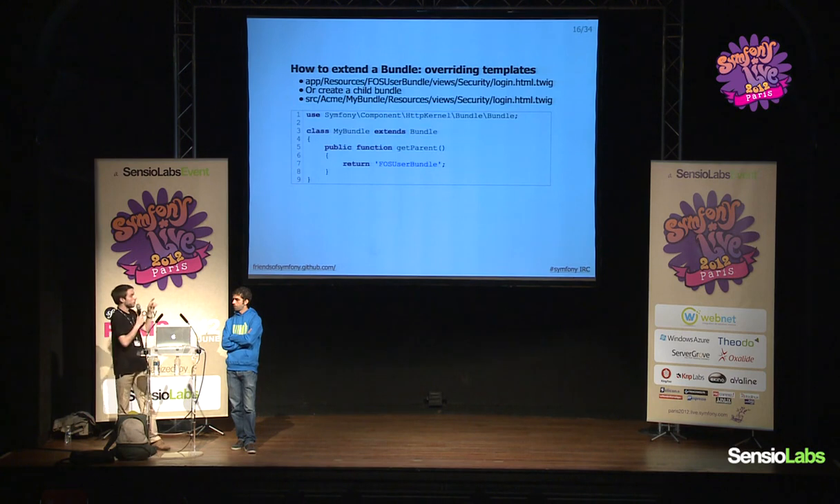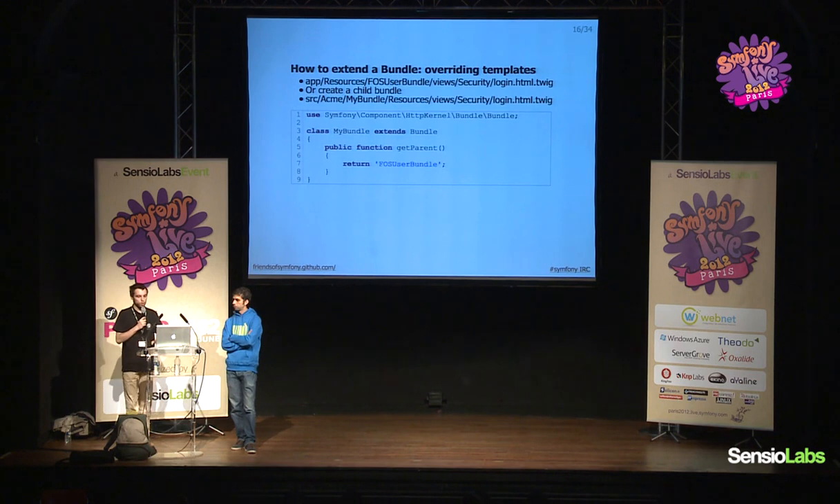And then you will put the templates in the bundle, with the same structure as in the first user bundle. So view security login.html.twig. But the issue here, if you always use this way, is that you will have to create one bundle per parent bundle because you can only have one parent. So for templates, if you just need a template, the first way is probably easier.